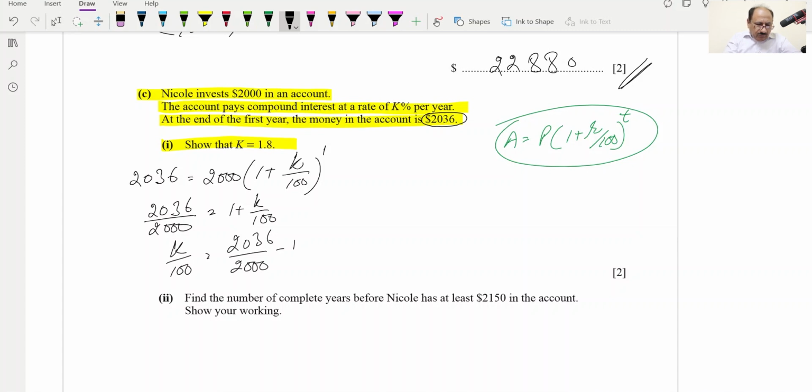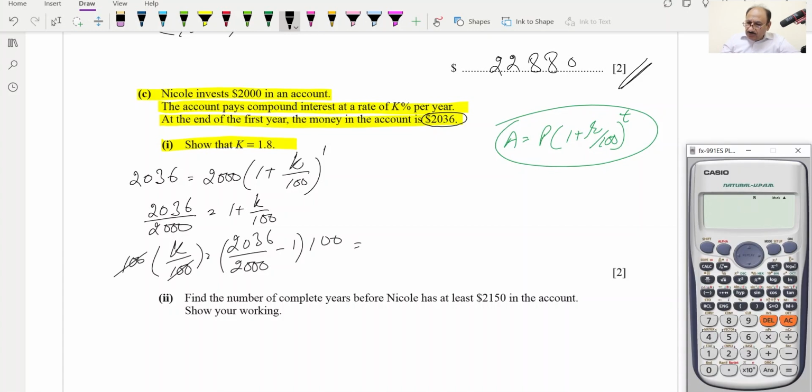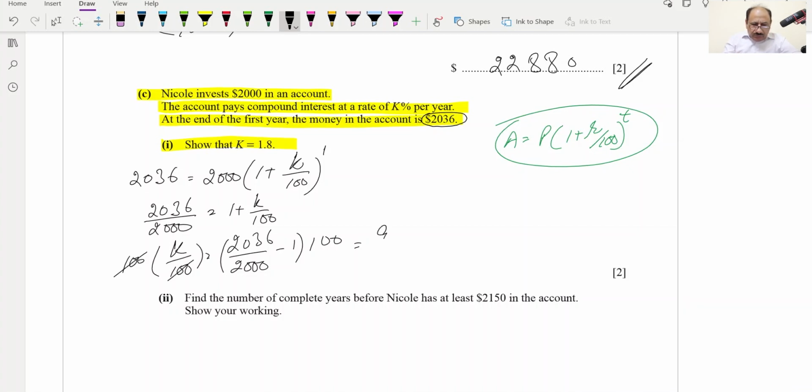and also we can multiply both sides by 100, and this will be cancelled, and this will be equal to, we can calculate this, (2036 over 2000 minus 1) in brackets, multiplied by 100, and this will give us 9 by 5 or 1.8. So the K value is equal to 1.8. This is the final answer, which is for 2 marks.